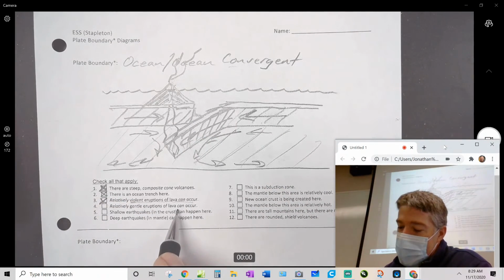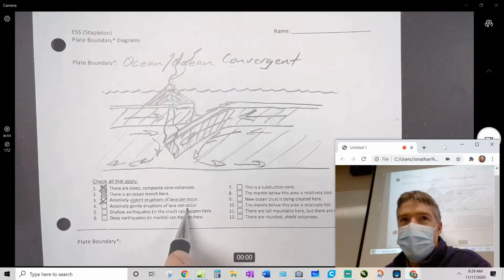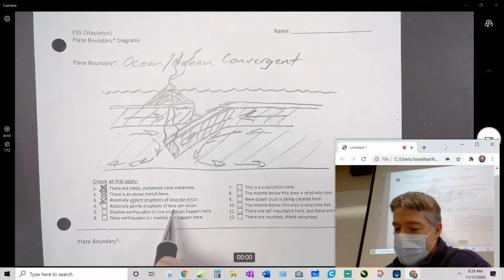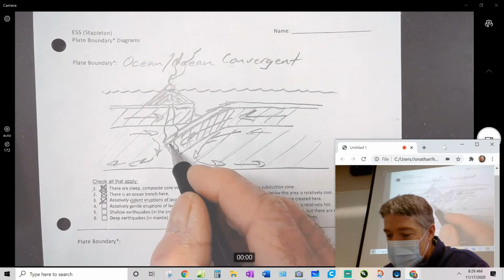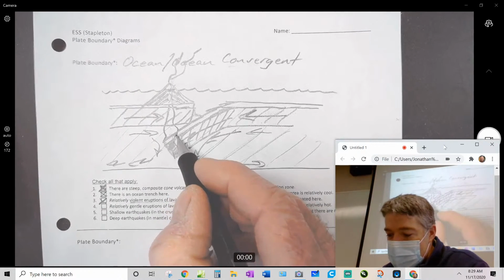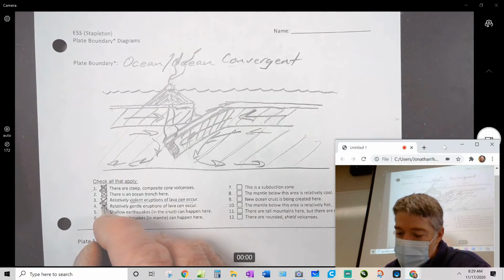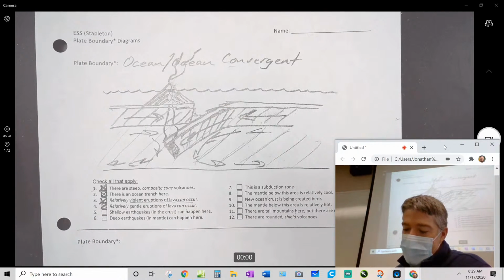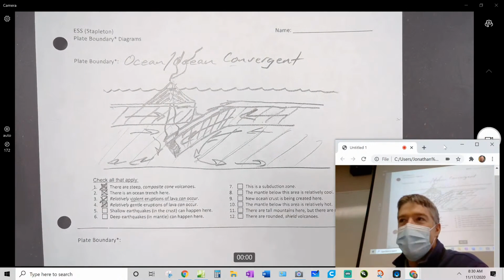Relatively gentle eruptions of lava can occur. Can that happen here? Yes, because all we need for that is the dark kind. So this is where the dark stuff is coming from that's melting. This is where the light stuff's coming from. We've got both in here, so we can have both kinds of eruptions.